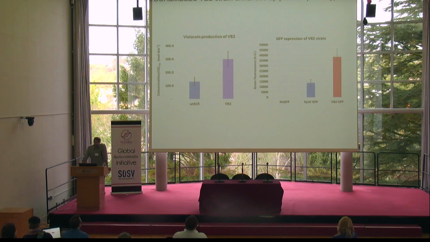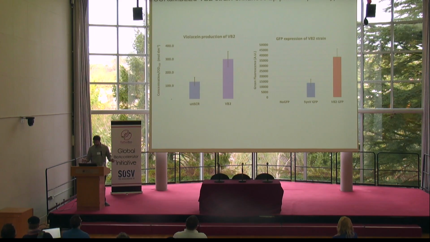So these pathways are present on a particular plasmid which has the origin 2 micron. So we decided to take this plasmid and rather than the violacein pathway, just put a GFP marker on there. And sure enough, this is the output from the GFP.